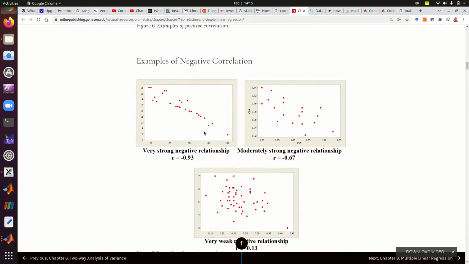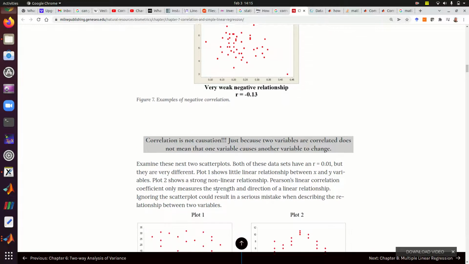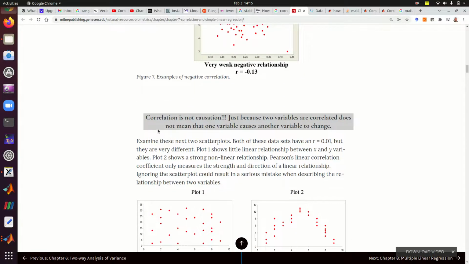The rest here is just the opposite. This is negative, very strong. This is moderately strong, and this is a very weak negative relationship. All right, so this is very important. I think I also noted it, so I'm going to get back to it in a minute: when we're talking about correlation, we are not interested in causal effects.